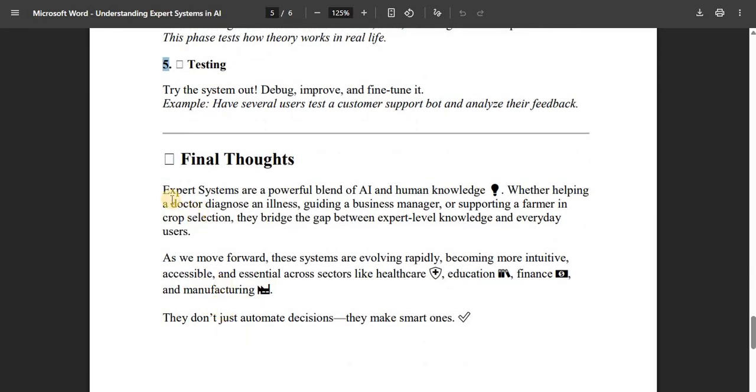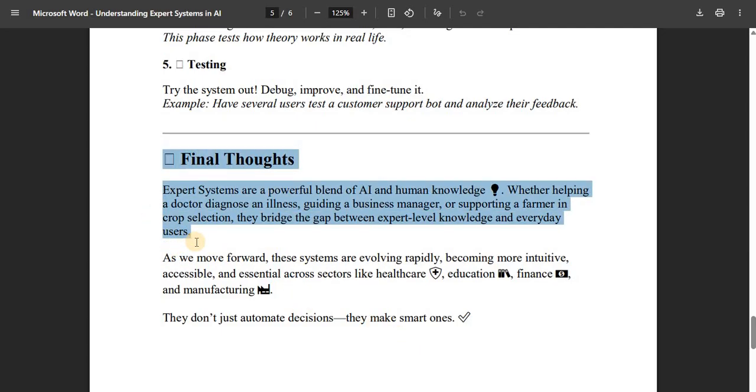And here come some final thoughts. Expert systems are a very powerful blend of AI and human knowledge, whether helping a doctor diagnose an illness, guiding a business manager, or supporting a farmer in crop selection. They bridge the gap between expert level knowledge and everyday users. So this is the part of expert systems. You can pause it and understand. Thank you.